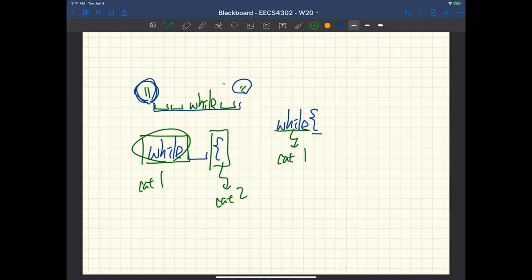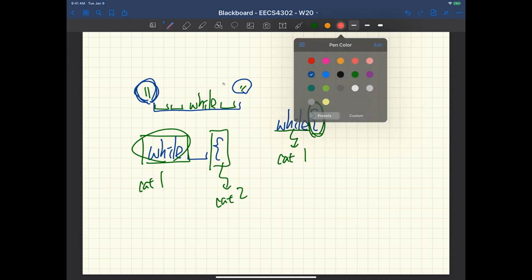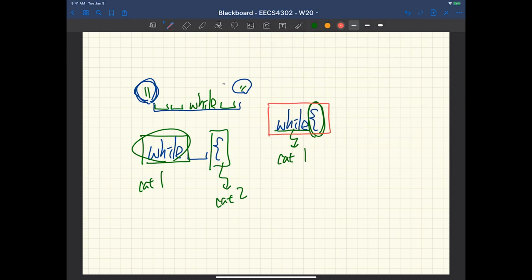As soon as we find this particular opening curly bracket, you will find the following. "While" together with the opening curly bracket itself does not belong to any category. First of all, it's not a keyword. It's also not an identifier, because an identifier cannot contain, for example, opening curly brackets. So now what should we do? We should roll back.